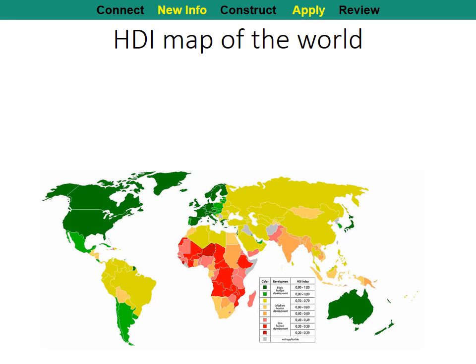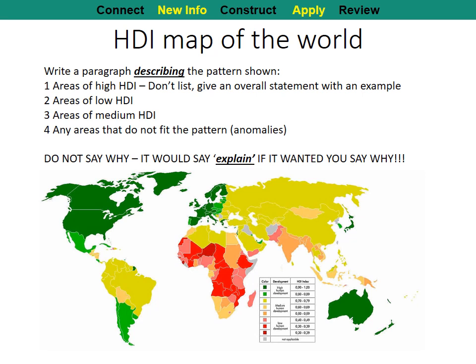So we can see that pattern across the world, and that's really important. We recognise this pattern because that's what you're going to be writing about now. The question in your booklet is to write a paragraph describing the pattern that's shown. You can see I've underlined and bolded that word describing there. That's me thinking about an exam question and the command word that I've been given.